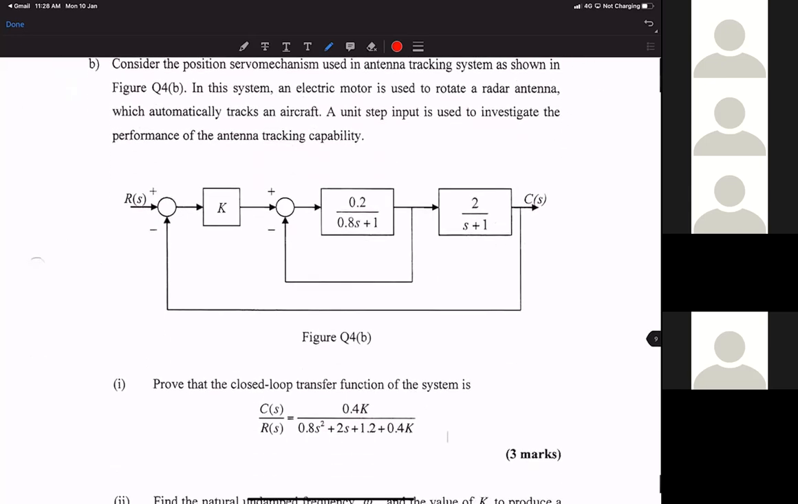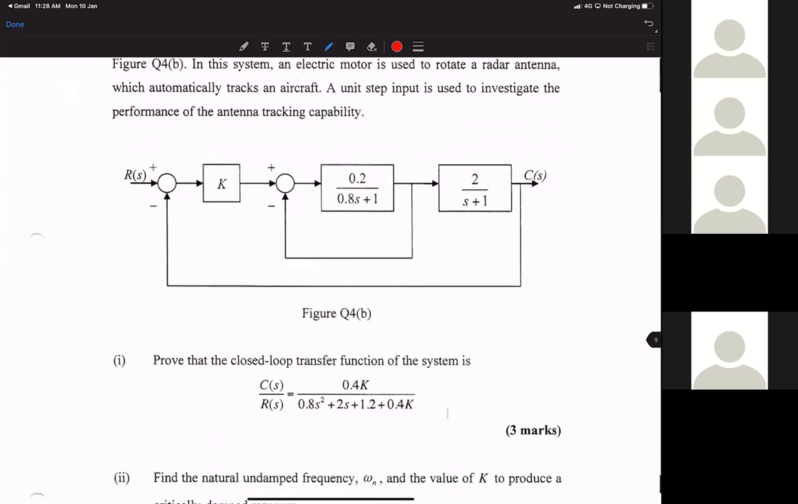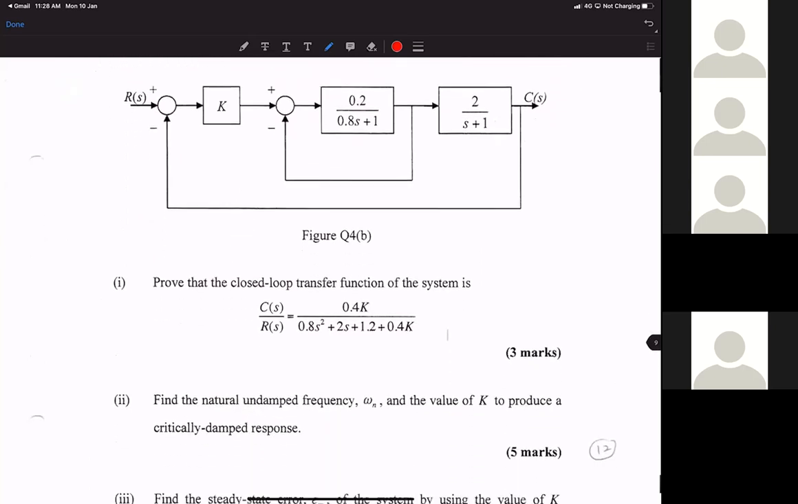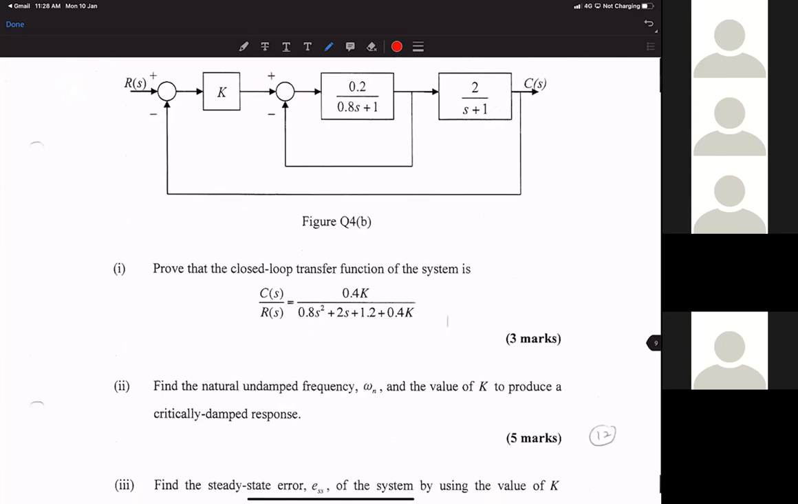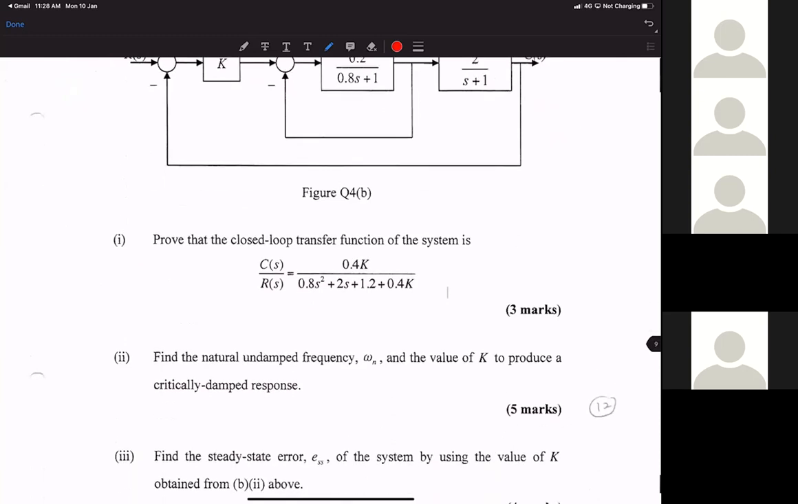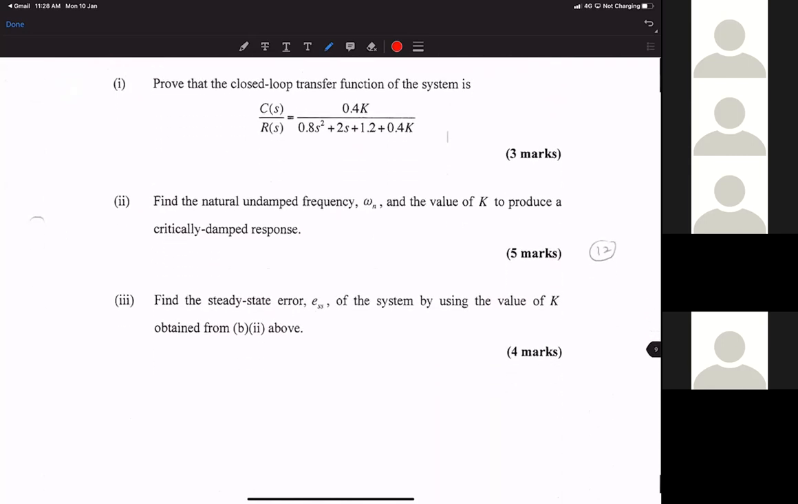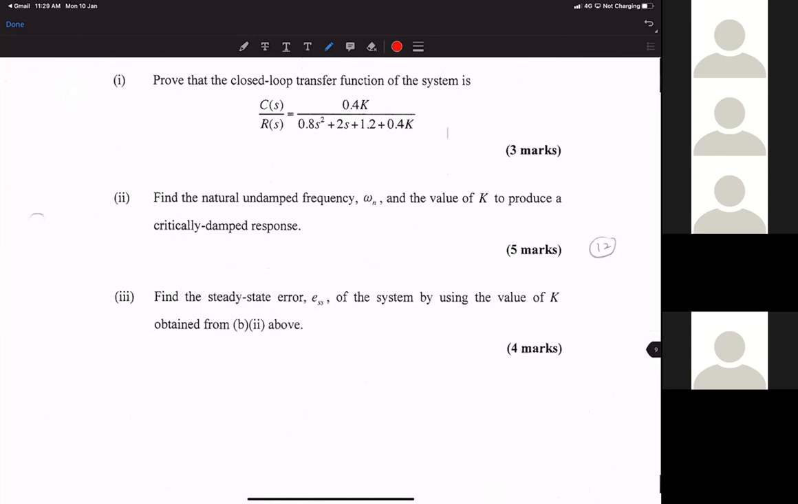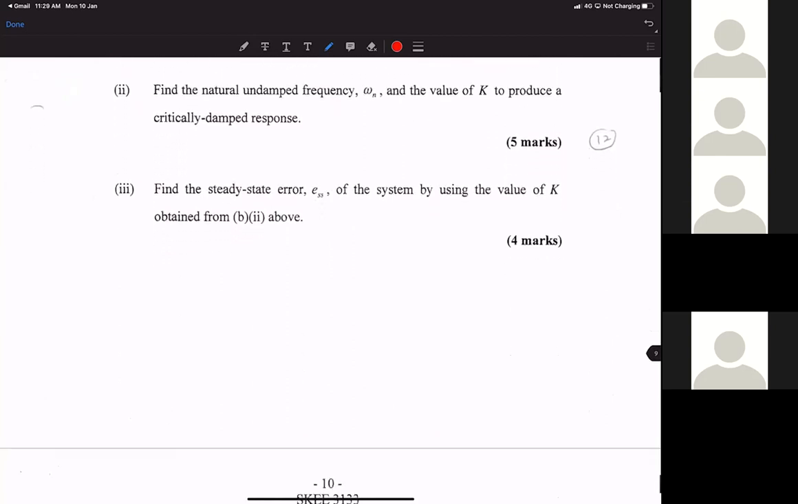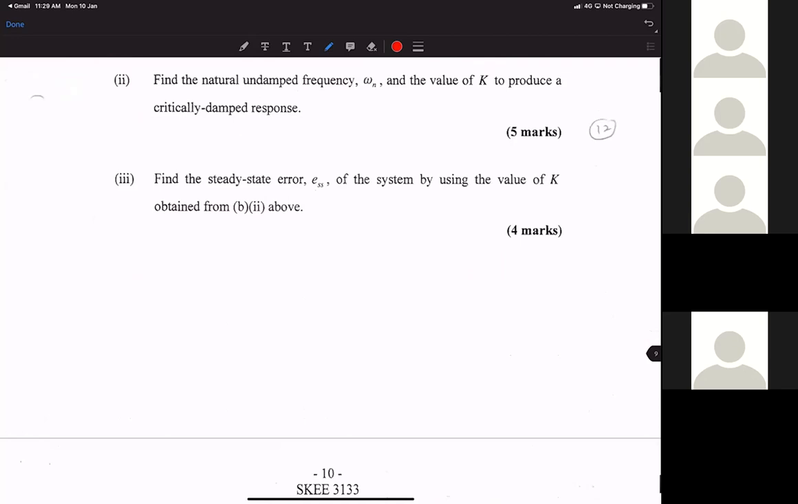First, prove that the closed loop transfer function of the system is C(s)/R(s) equal to 0.4K over 0.8s squared plus 2s plus 1.2 plus 0.4K. Second, find the natural undamped frequency omega n and the value of K to produce a critically damped response. This one is like the last example. Third, find the steady state error ESS of the system by using the value of K obtained from the second part above.